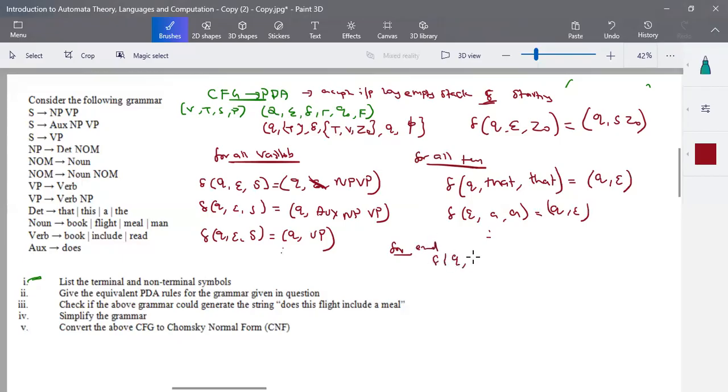The last step in this conversion is the transition of Q comma epsilon comma Z naught. When you have Z naught alone in the stack, pop it out. Since we are going to accept the input by empty stack condition, at the end of your input, if the stack consists of nothing but Z naught, you can just pop it out. So this is done. This is how you convert any context-free grammar to a pushdown automaton. Next, we'll derive an example.